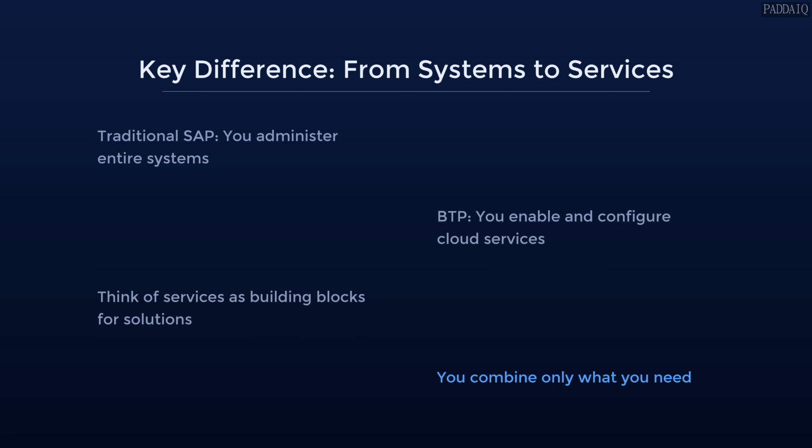You combine only what you need. This means instead of buying large, fixed systems, you select and pay for specific BTP services that fit your exact business requirements. For example, to add mobile push notifications, you just activate that one service without needing a full mobile platform. This modular approach prevents overbuying and tailors your solution precisely.